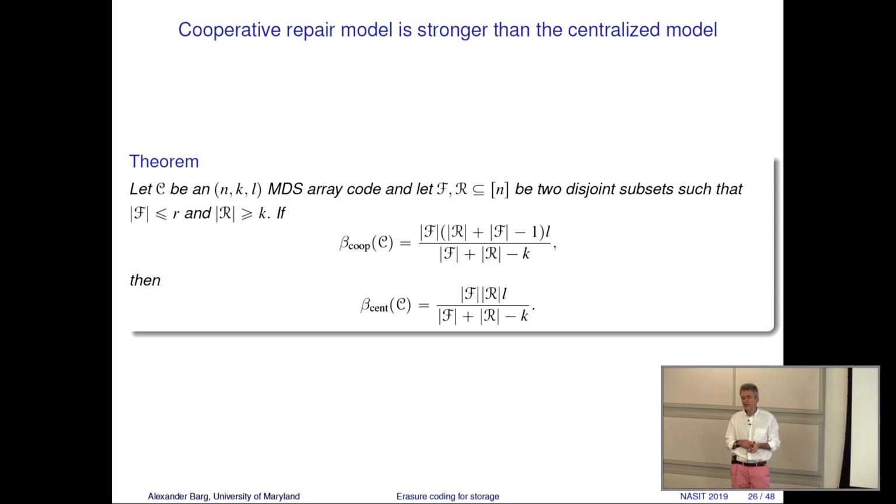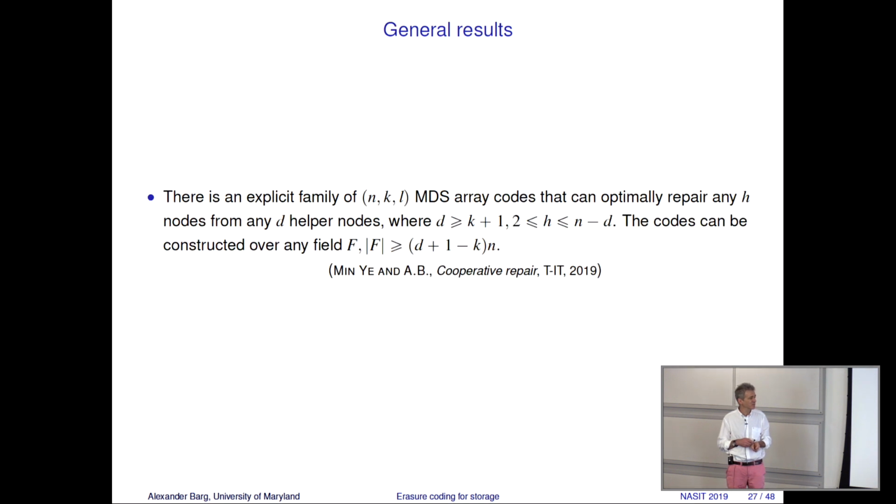Instead of reading this theorem, let me tell you what this says. It says that cooperative repair is probably stronger than the centralized repair. Specifically, any optimal repair code in the cooperative model is optimal repair in the centralized model. That structure presented in the previous page suggests that answer, and that is indeed the case. So there is a theorem of that kind. Cooperative is probably stronger than centralized.